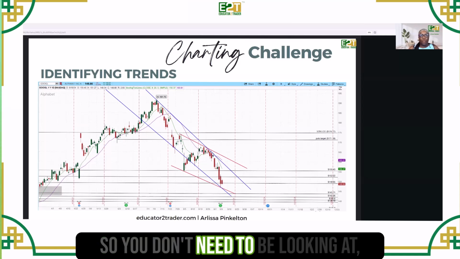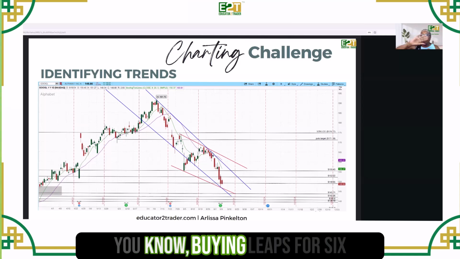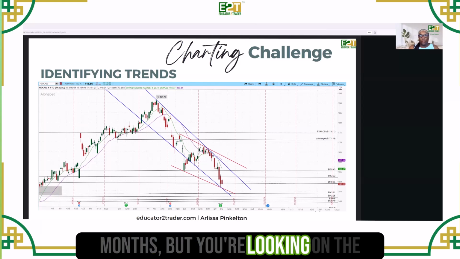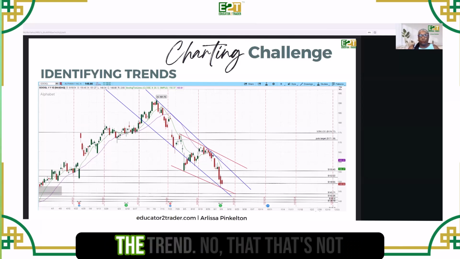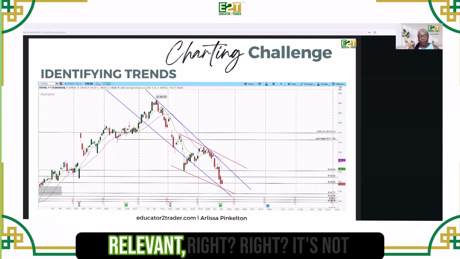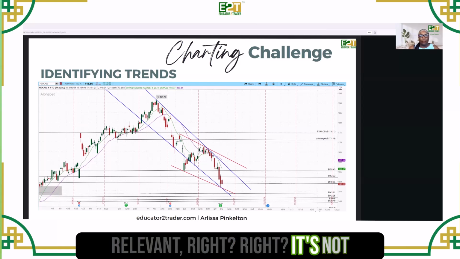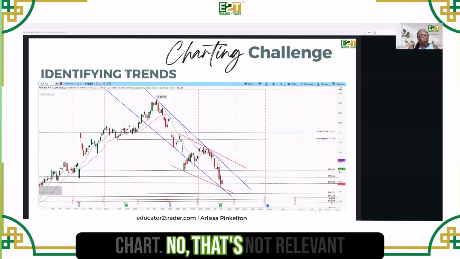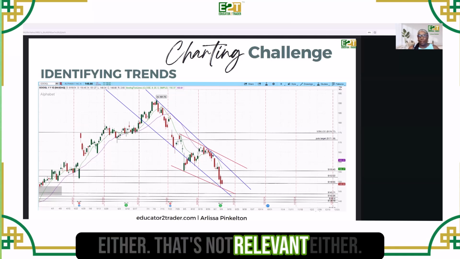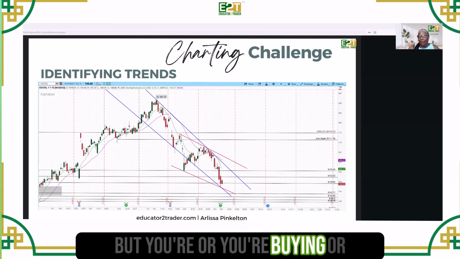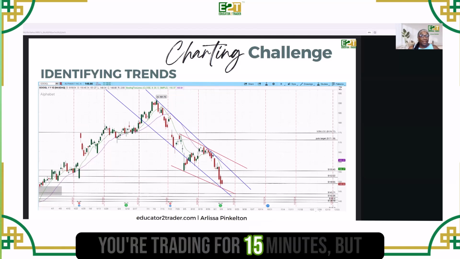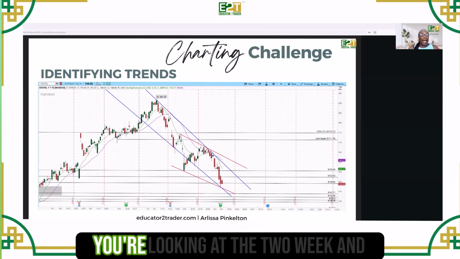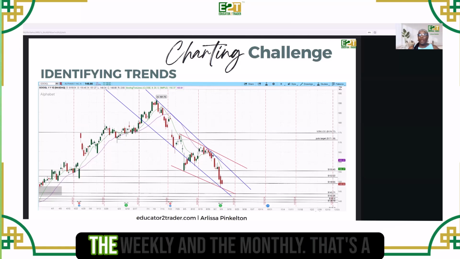So you don't need to be buying LEAPS for 6 months but looking on the daily chart for the trend. No, that's not relevant, right? Or you're buying a month out, but you're looking at the 15-minute chart. No, that's not relevant either. But you're trading for 15 minutes, and you're looking at the 2-week, the weekly and the monthly. That's a mix up too.